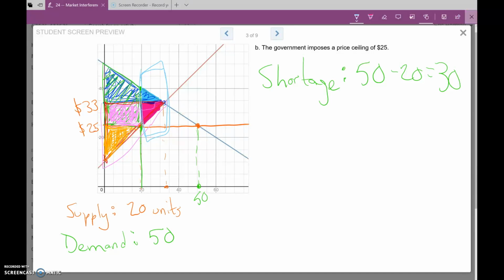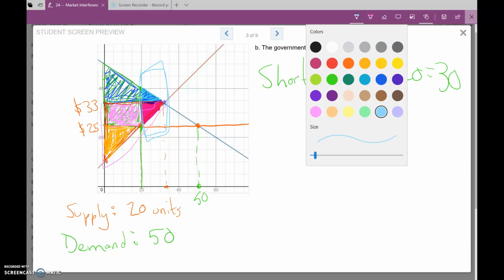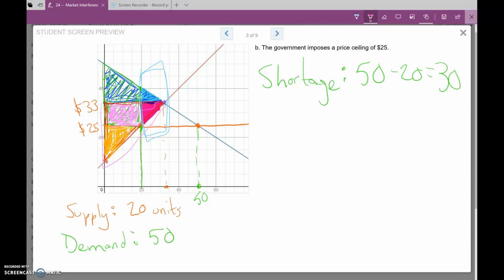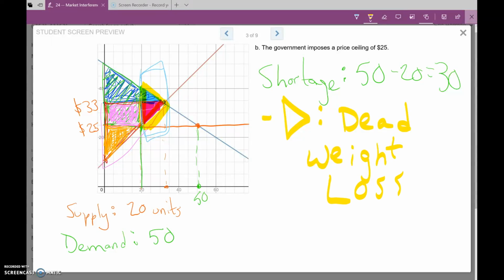So this combined triangle over here, the pink and the blue combined, this is a very famous area in economics. This is called deadweight loss. So deadweight loss represents surplus that is not transferred from one group in the economy to another. It's just value in the economy and surplus that just disappears after there's some sort of interference in the market.